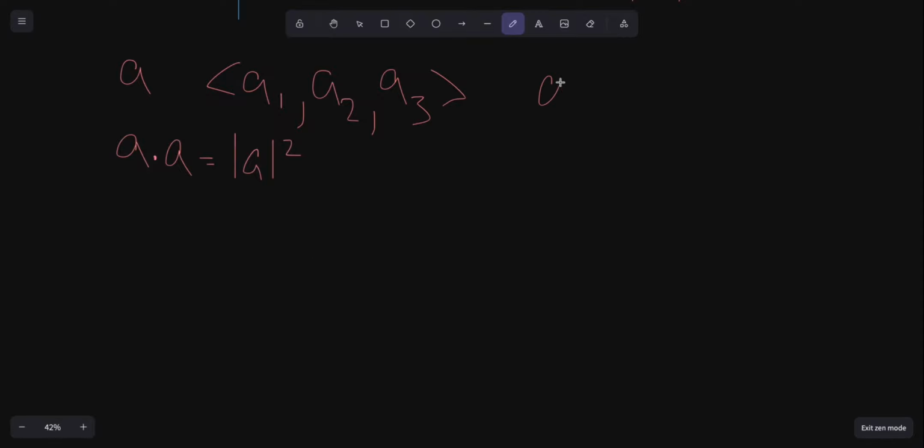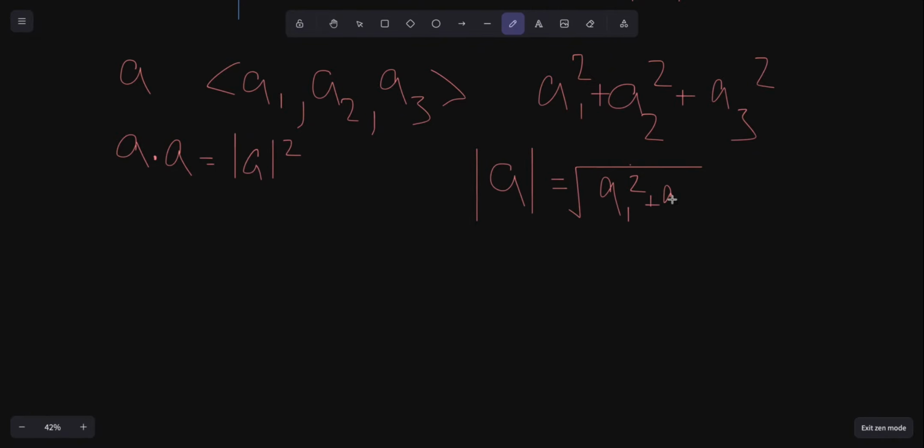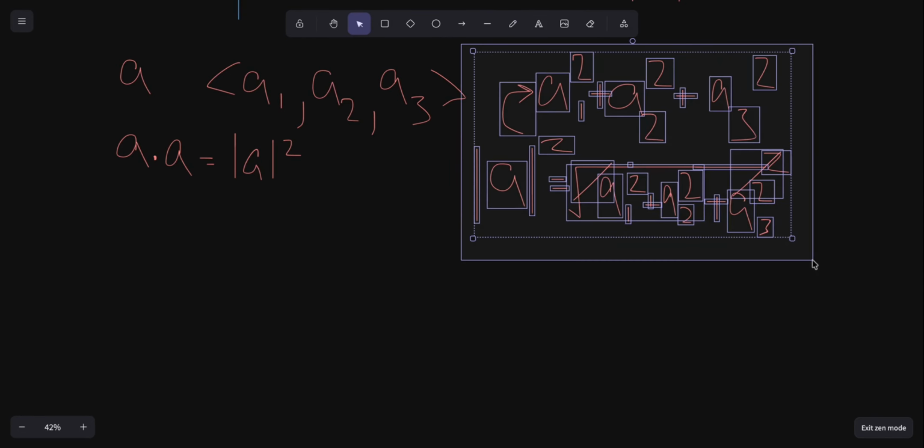So it's going to be A1 squared plus A2 squared plus A3 squared. And from the Pythagorean theorem in 3 dimensions, we know that we can get the magnitude of A by doing the square root of A1 squared plus A2 squared plus A3 squared. And so if we square both sides, we get that the magnitude of A squared is equal to A1 squared plus A2 squared plus A3 squared, right? So we can think about this algebraically.